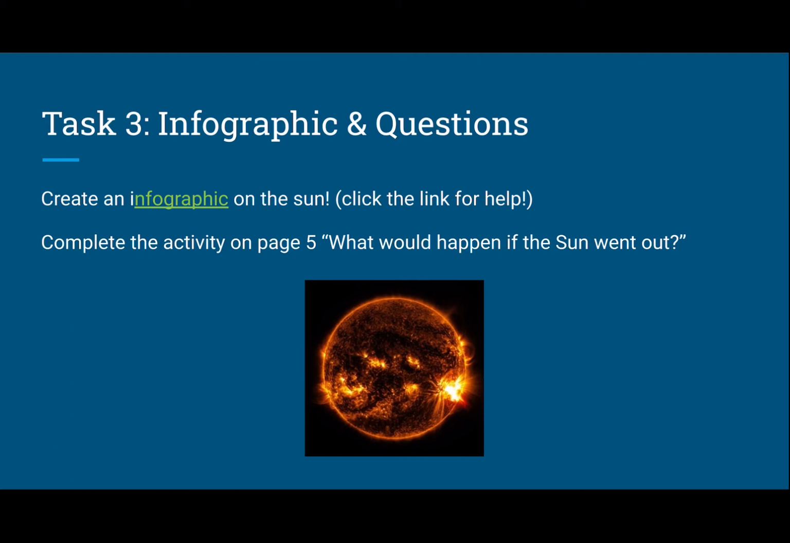I would suggest just making a draft and maybe coming back to it to add some more colour and design elements if you'd like, if you've got some time, if you've finished. And then the activity on page 5, what would happen if the sun went out? Very self-explanatory. Please just read the resources on that one.